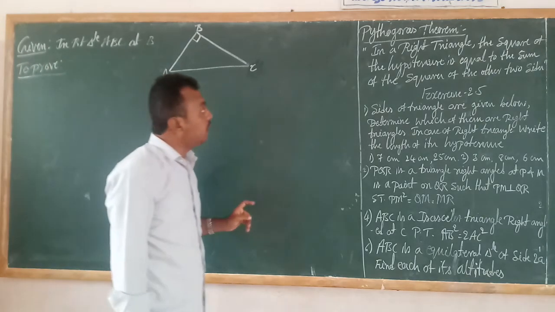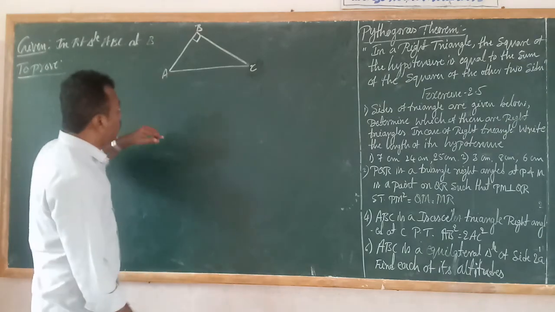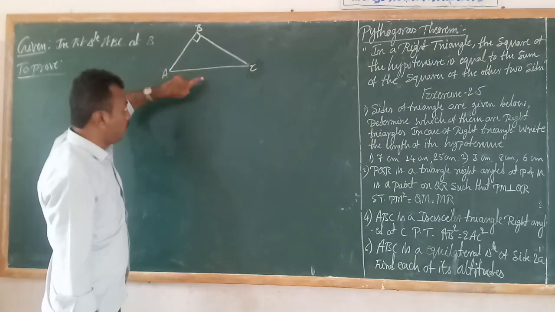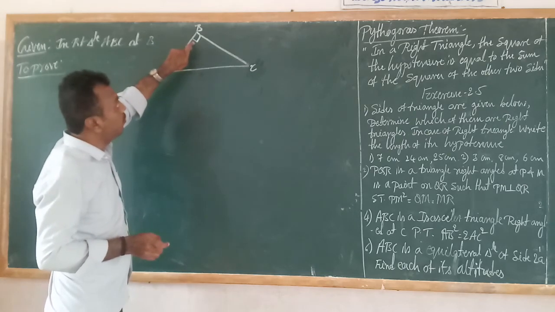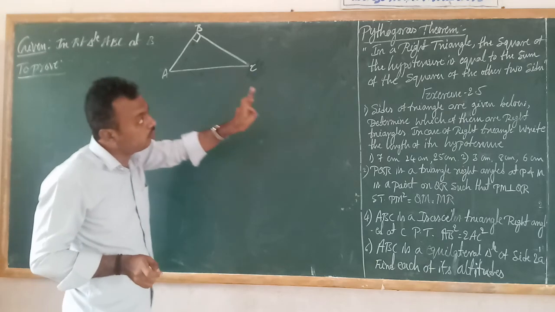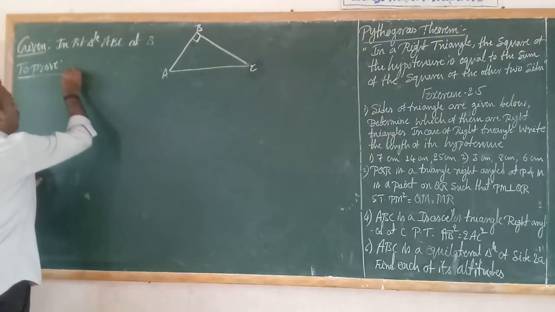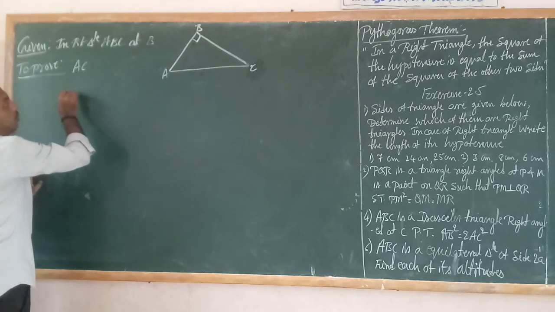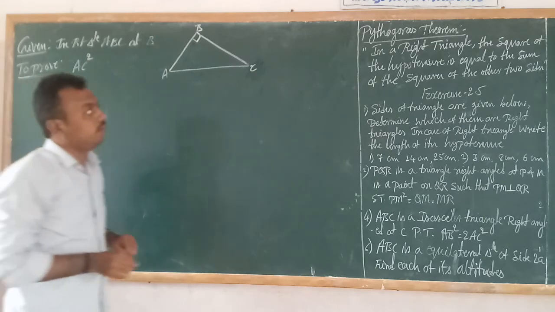In a right angle triangle, the square of the hypotenuse. We know that already. So what is the hypotenuse? The side opposite the right angle we call the hypotenuse. What is the right angle here? Angle B. What is the opposite of angle B? AC. So AC is the hypotenuse. What we have to do is square the hypotenuse. AC is the hypotenuse, so squaring it becomes AC square.